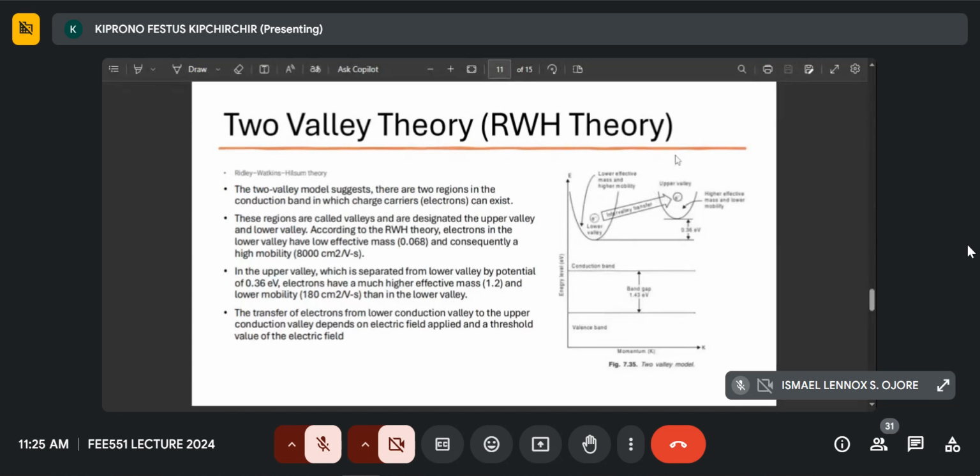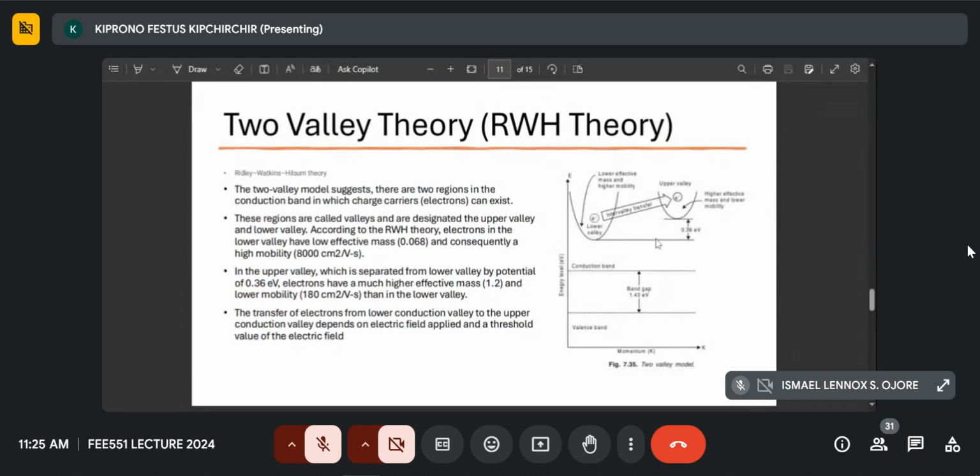I think you can remember that I told you that the current-voltage relationship in this case does not follow the V equals IR relationship, where an increase in voltage leads to an increase in current. And I think by now you can tell it's because of the effective mass. At the lower valley, the mass is low, so mobility is high.